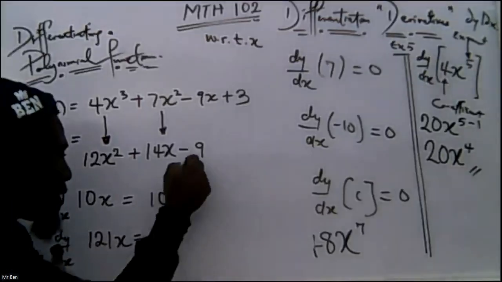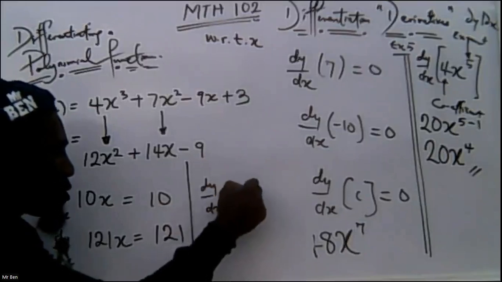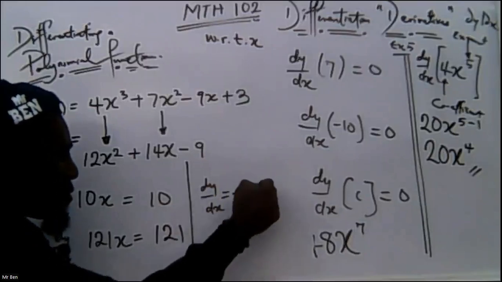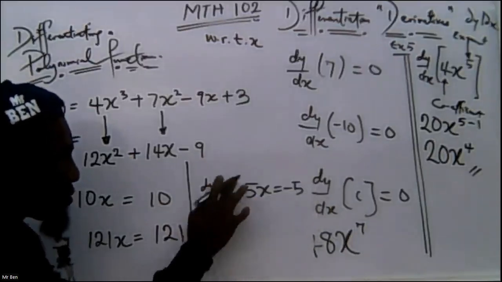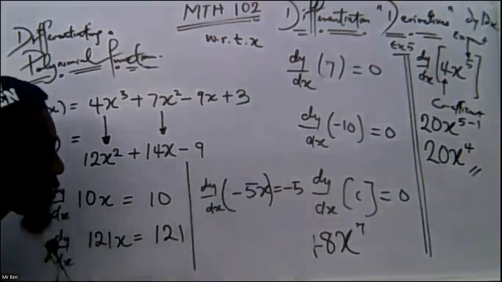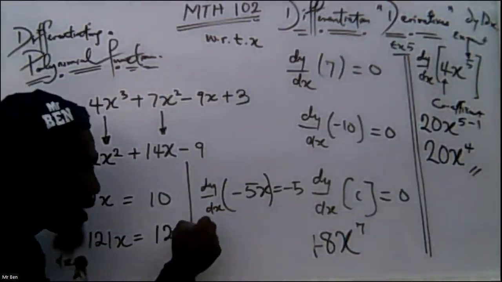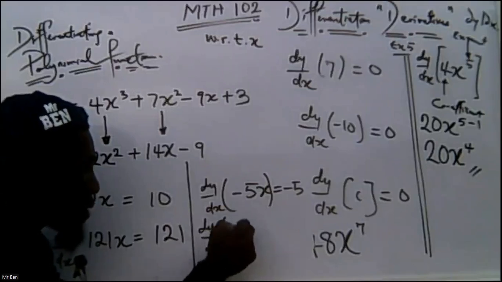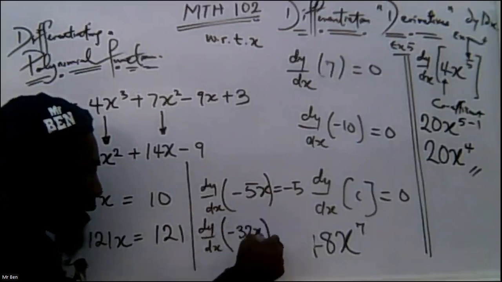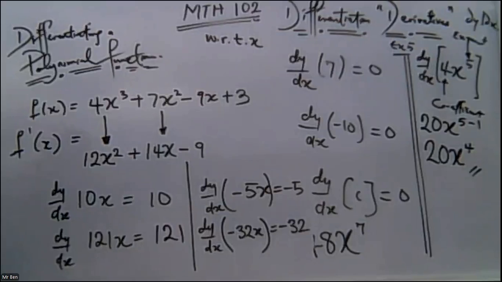If you are to find the dy dx of minus 5x, the answer is minus 5. Do you understand that now? If I have to find dy dx of minus 32x, the answer is minus 32. Do we get that?